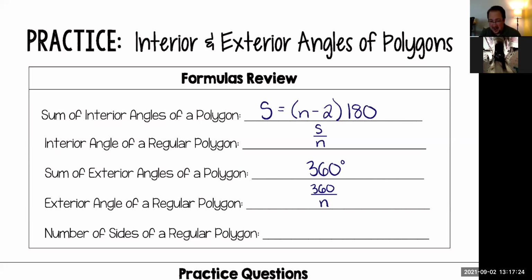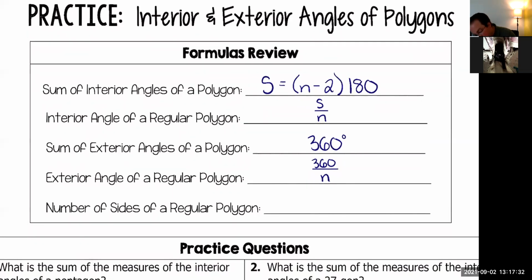And then the last one, that's one we were just kind of briefly talking about. We never actually explicitly wrote it down. But if you wanted to find the number of sides of a regular polygon, you would take 360 and divide it by the measure of an exterior angle.